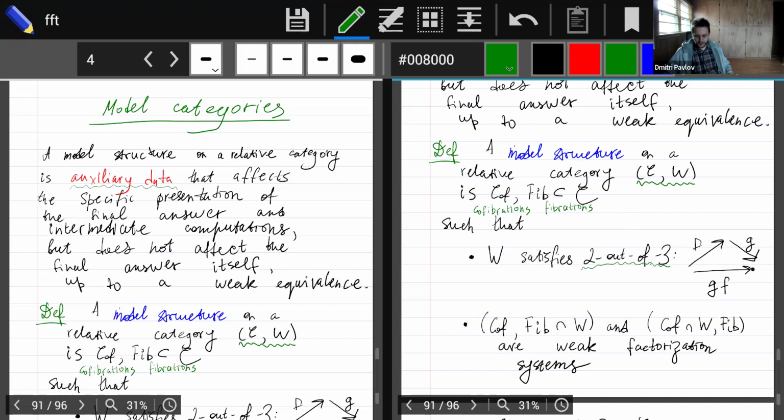The two out of 3 property says if you have two composable morphisms, F and G, and here is a picture of their composition, F composed with G, and 2 out of 3 of those morphisms are weak equivalences, then so is the third one. So if F and G are weak equivalences, so is F composed with G, which means that weak equivalences are closed under composition. But also if the composition is a weak equivalence, and one of F or G is a weak equivalence, so is the other.